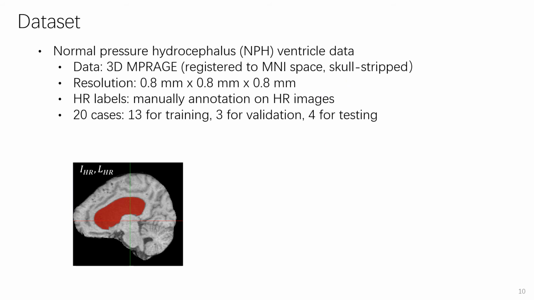As for the dataset, we used the normal pressure hydrocephalus ventricle data to train the network. The NPH ventricle data has a resolution of 0.8 times 0.8 times 0.8 millimeters. The high-resolution labels are manually annotated on the high-resolution images. We totally used 20 cases, 13 for training, 3 for validation, and 4 for testing.